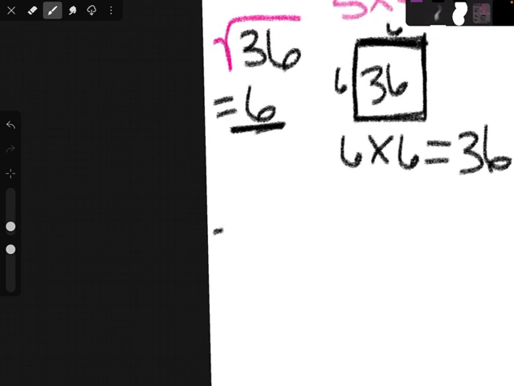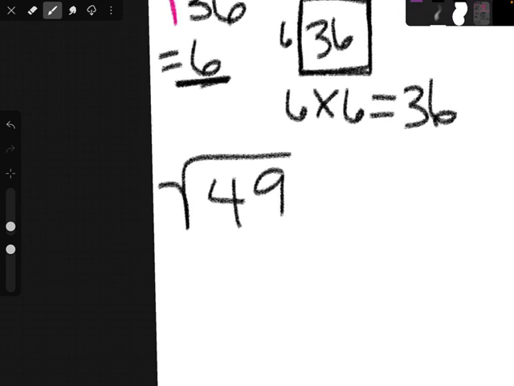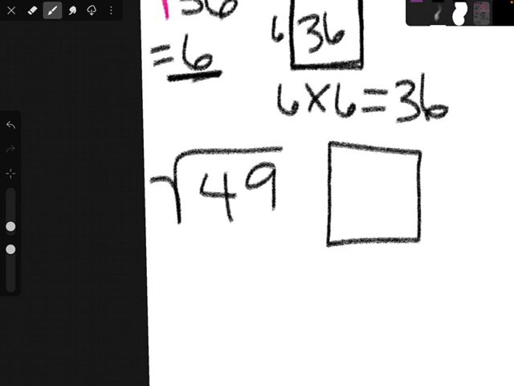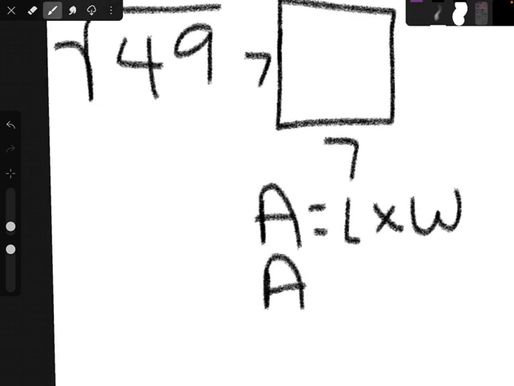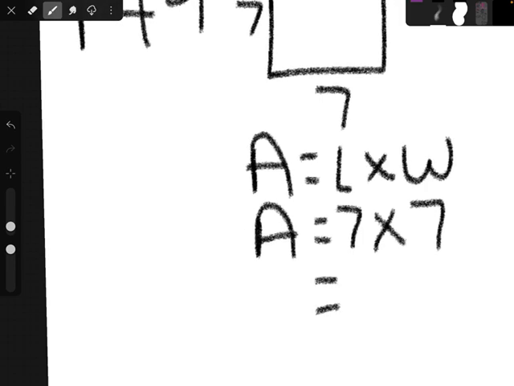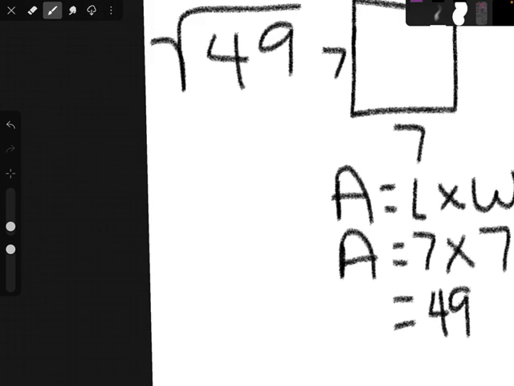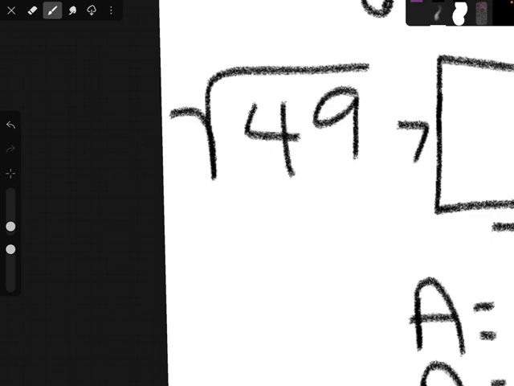So we're asking, well, what's the square root of 49? Well, if we look at a square, it has to be a perfect square. So if this side is 7 and this side is 7, and I know that the area of a square is length times width, right? So the area equals 7 times 7. And that gives me 49. Just checked myself, so I must be right. So the square root of 49 is 7.